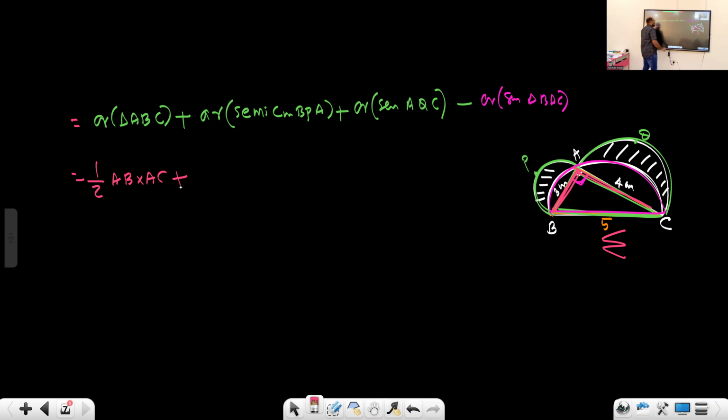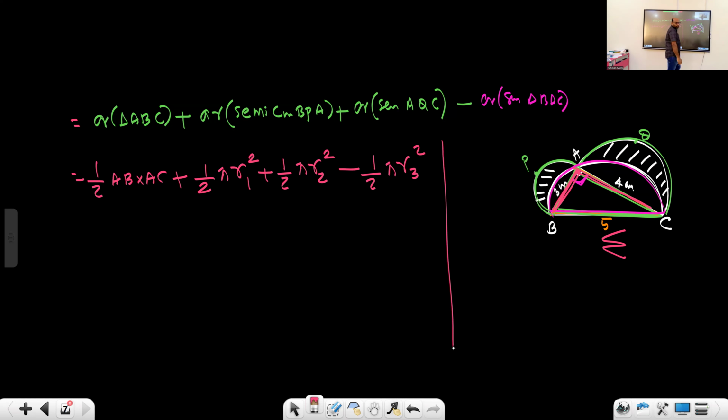First, semicircle BPA area is 1 by 2 pi r1 square. Second semicircle is 1 by 2 pi r2 square, minus third semicircle 1 by 2 pi r3 square. I told you don't write it. Three different radii we have. So AB is 3 centimeter and AC is 4 centimeter.